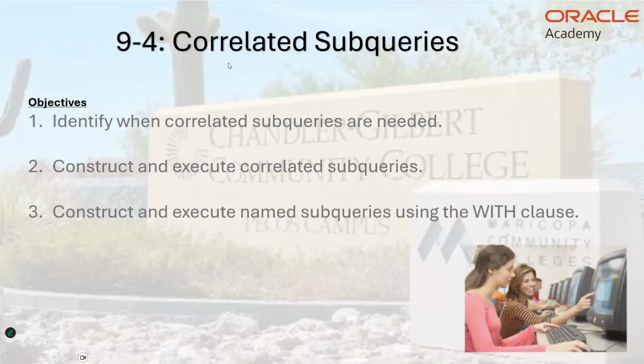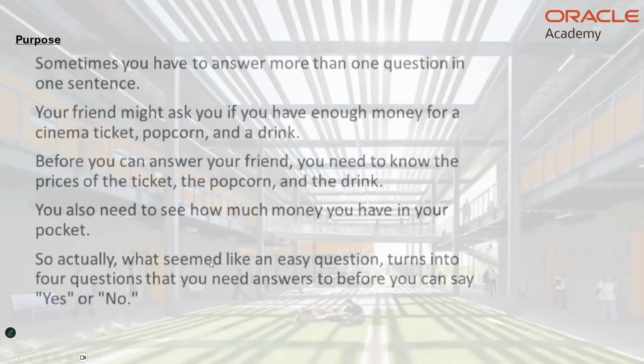All right, hey, I got it right this time. Our last topic of the evening as far as module 9 is correlated subqueries. And the word correlated means basically what you think it means. These queries are going to be correlated to each other. So identify when correlated subqueries are needed, construct and execute correlated subqueries, and construct and execute named subqueries using the WITH clause. I've done the WITH clause quite a bit, and you'll see how that works.